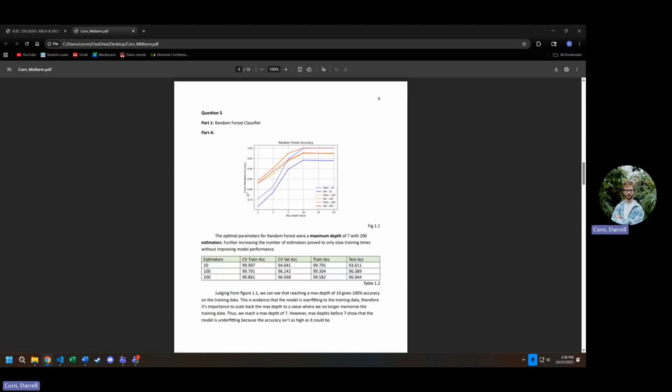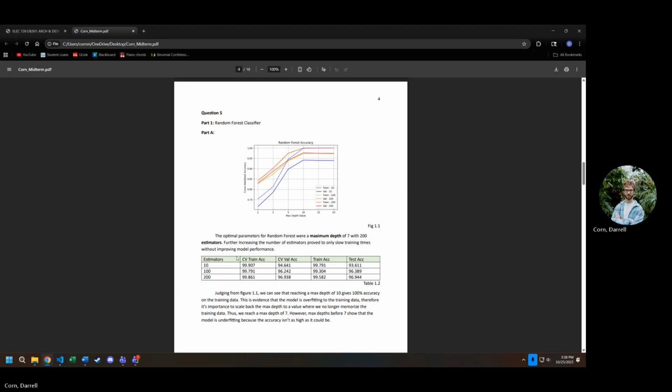Okay, on to the big one, question 5. So part one, looking at the random forest classifier, I found that the optimal parameters were a max depth of 7 with about 200 estimators. Further increasing the estimators just slowed stuff down and didn't really improve model performance. And we can see that we start to overfit around max depth of 10 because now we are memorizing training data at 100%. But really anything before 7 or so around here, it's still underfitting. We can still get better model performance.